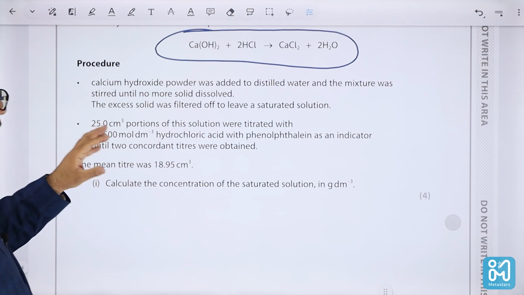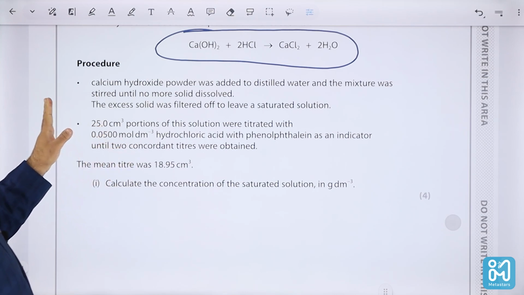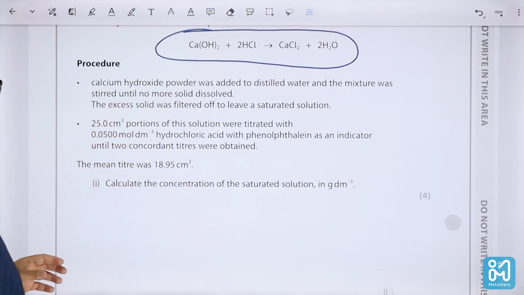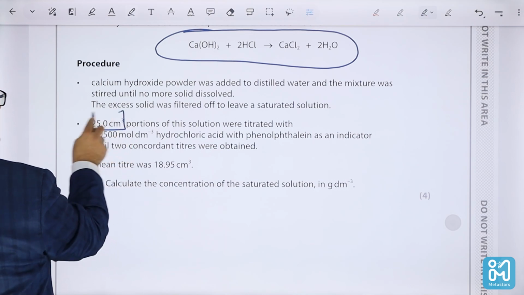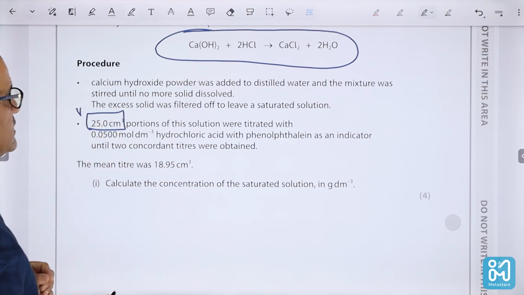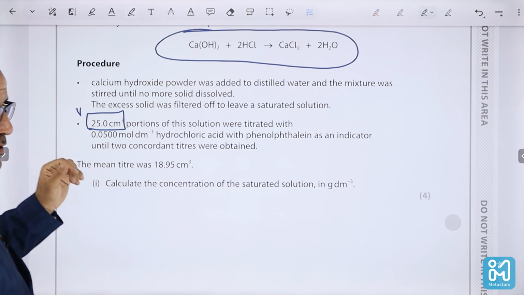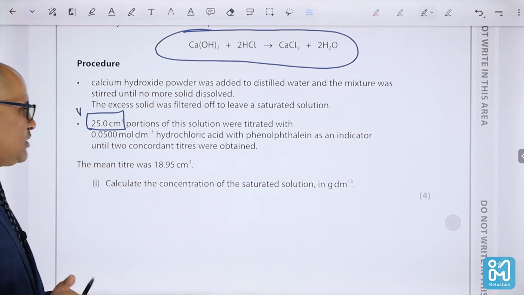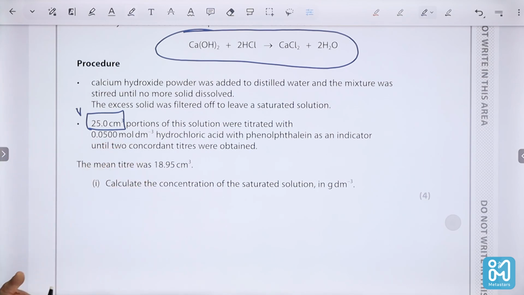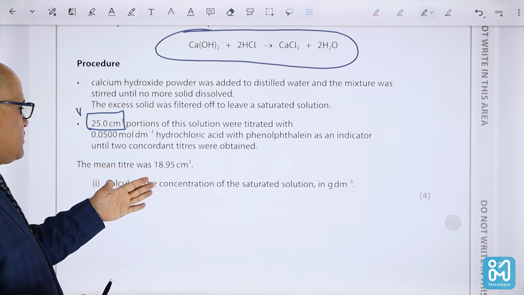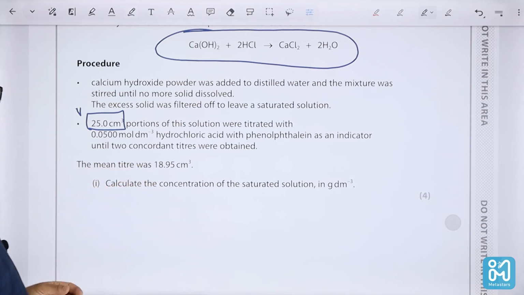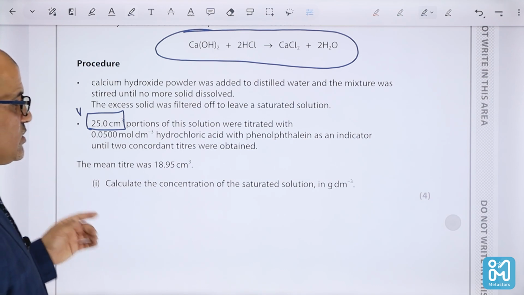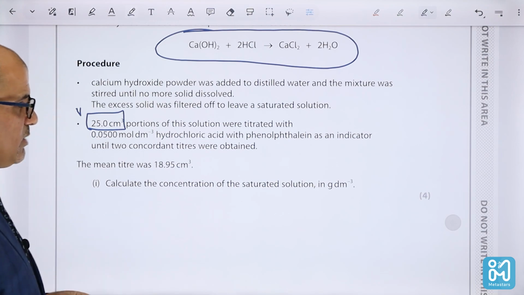Then 25 cm³ portions of the solution were titrated, and you should know that the calcium hydroxide there is our solution, and he gave you the volume. Here, that's the volume. Portions of this solution were titrated with 0.05 M hydrochloric acid, with phenolphthalein as indicator, until two concordant titers were obtained. The mean titer was 18.95. Calculate the concentration of the saturated solution in grams per cubic decimeter.